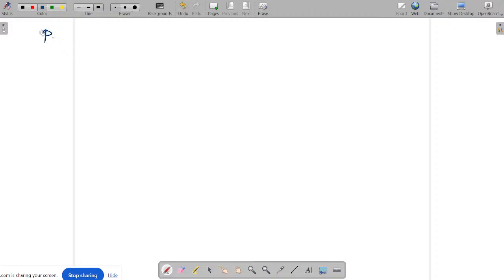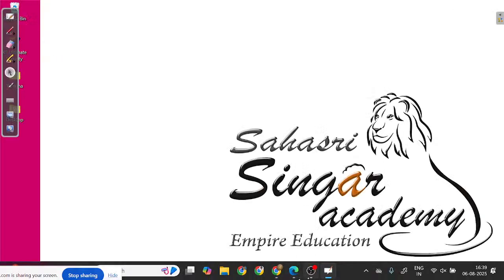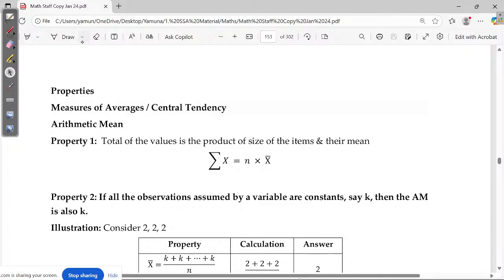Today's heading is on properties of measures of averages. First, let us discuss the mean. I'll follow from the single material, and if necessary, I'll use the board. Yes, please join. First property, property number 1.